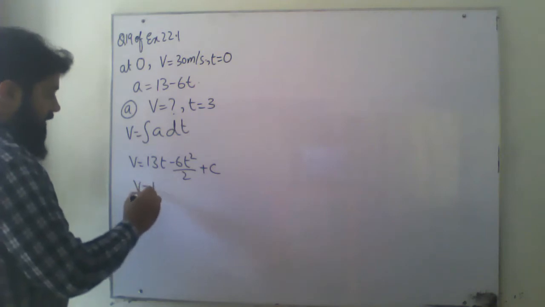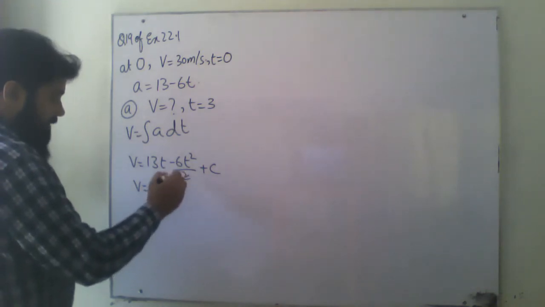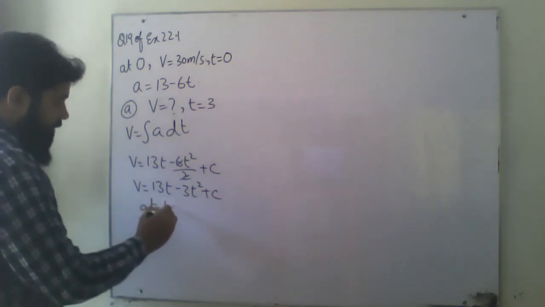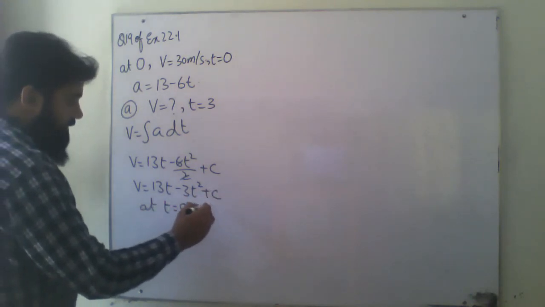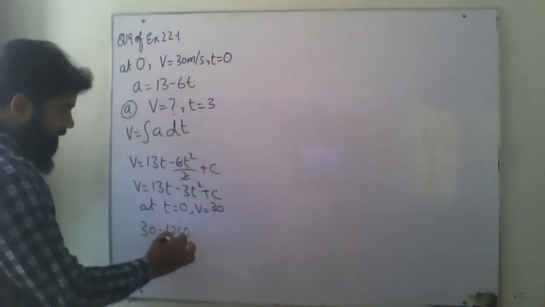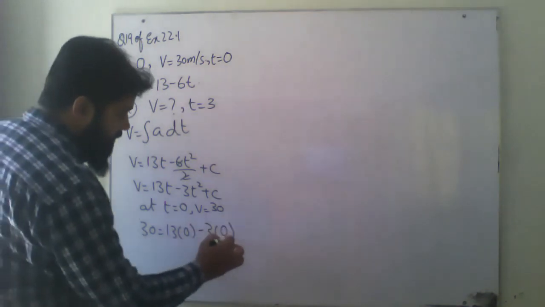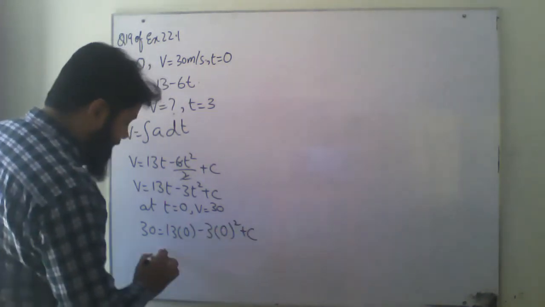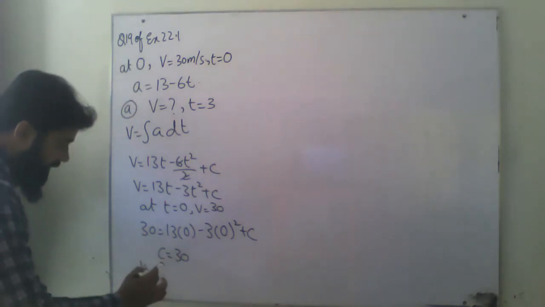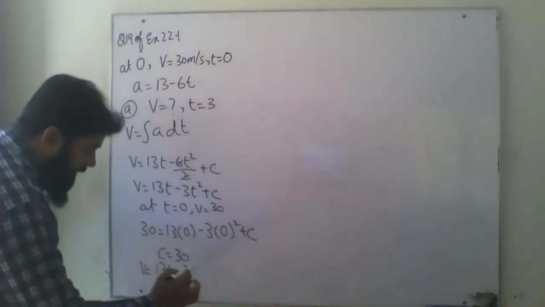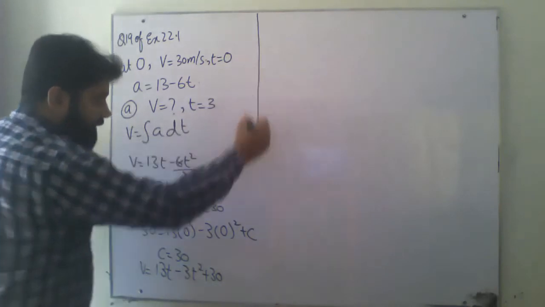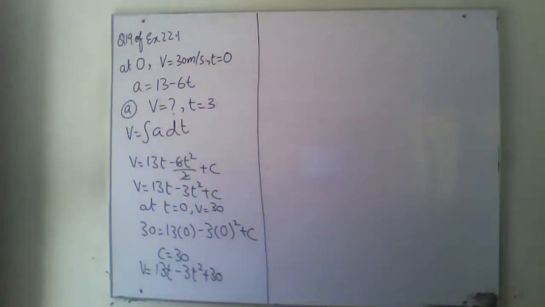So v equals to 13t minus 3t square plus c. At t equals to 0, velocity is 30. So this will become 30 equals to 13 into 0 minus 3 into 0 whole square plus c. So the value of c is coming 30. Because of that, the velocity equation will be 13t minus 3t square plus 30. Okay, this I have done.